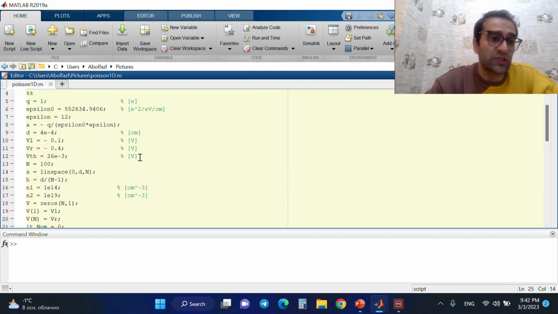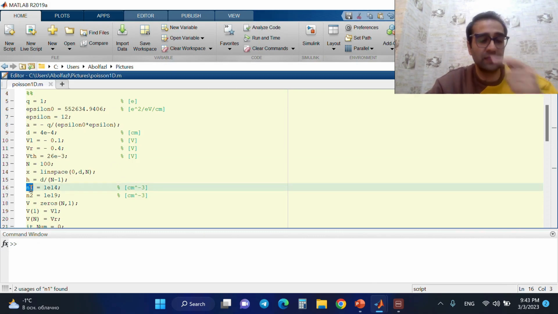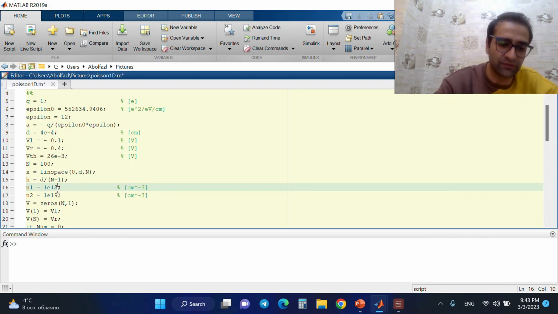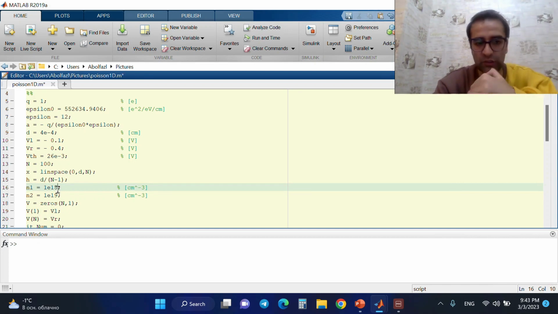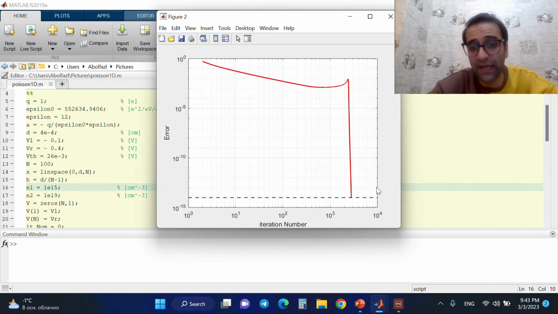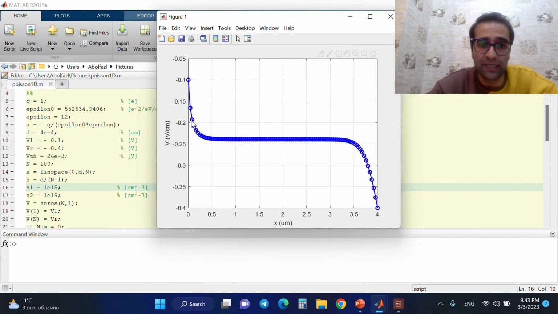Okay, what if I change some parameter? For example, I mentioned that this N1 stands for doping density in semiconductor physics. Let's increase this number from 1e14 to, for example, 1e15, and check the convergence and the potential appearance. F5. We have converged, I mean the problem has converged, and here you see the graph for convergence. Let's look at the potential, and this potential is indeed a true solution.